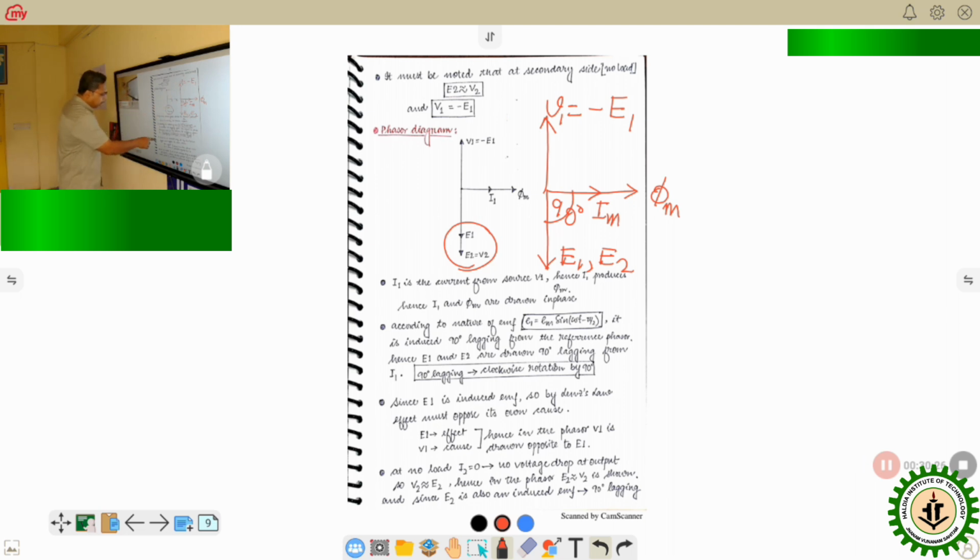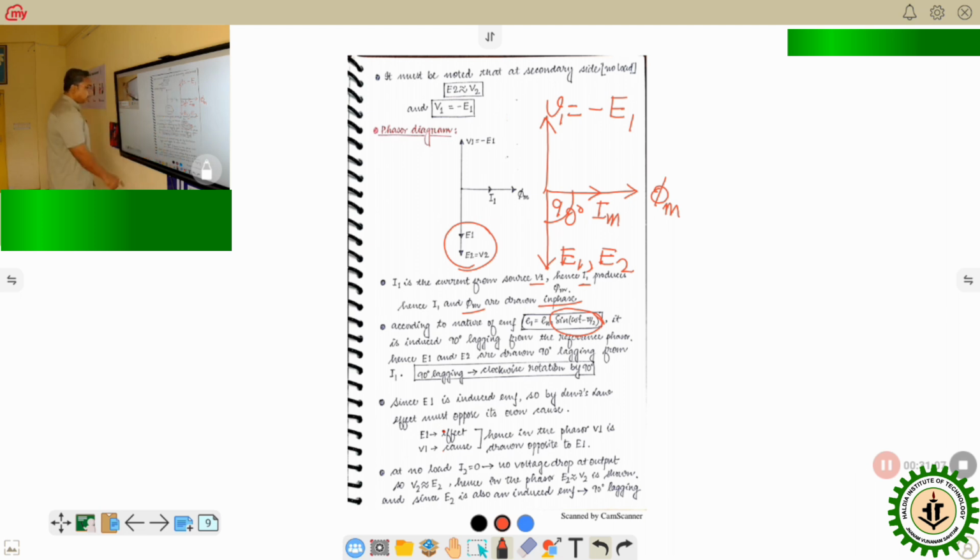Now, how I have drawn the phasor diagram is that the current I1 from the source V1 produces the flux phi m, the useful flux, so that is why it is drawn in phase. According to the nature of EMF, sine of omega t minus pi by 2, the induced EMF is drawn clockwise, lagging by an angle of 90 degree. Since E1 is induced EMF, by Lenz's law, E1 is the effect, it will oppose its own cause. So V1 is drawn opposite to that of E1.